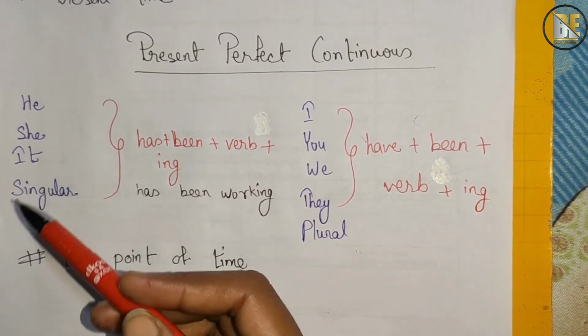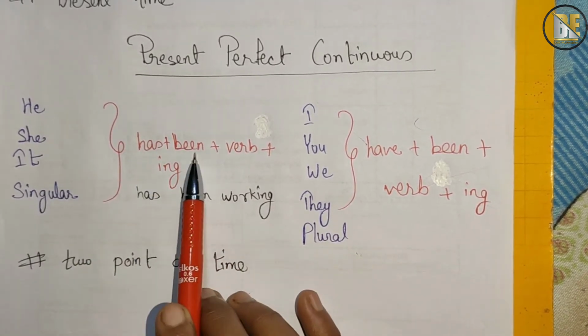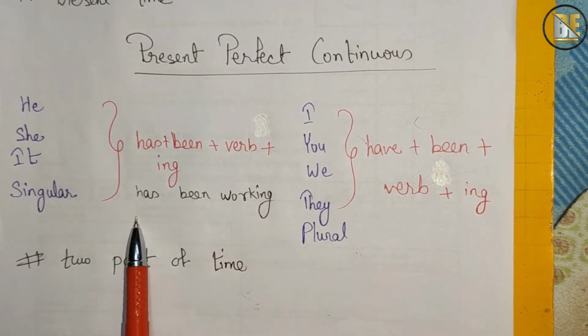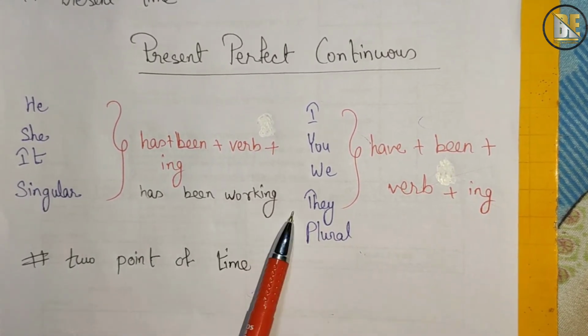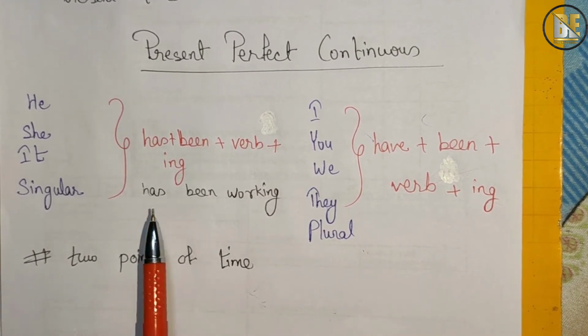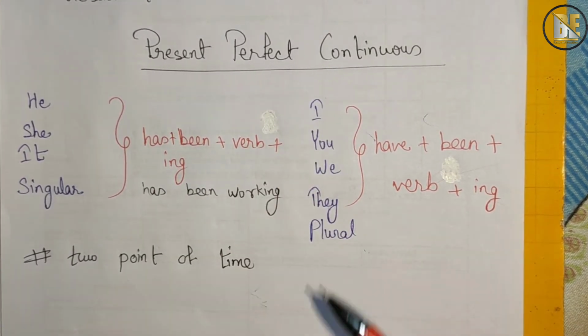Let's see the rules. With he, she, it, or any singular we use has plus been plus verb plus ing. For example, he has been working in this company for 5 years. That means he started working a few years ago, but he is still working in the company. Then we can say present perfect continuous tense.